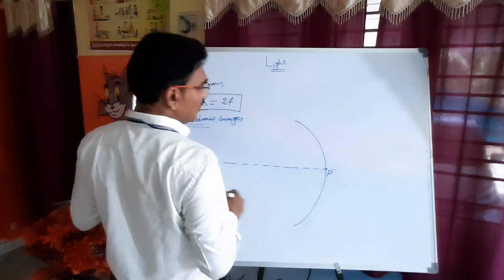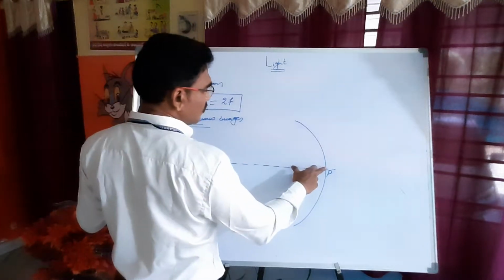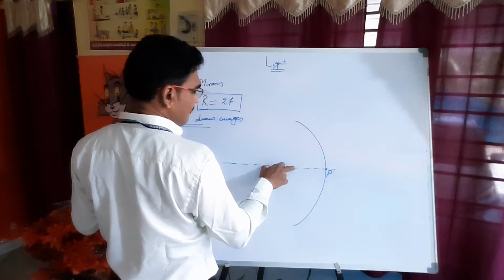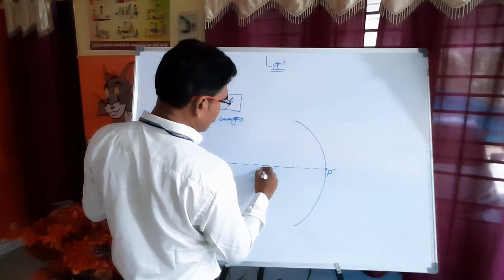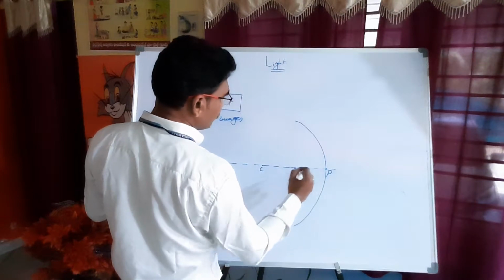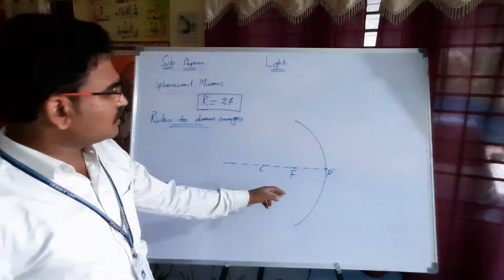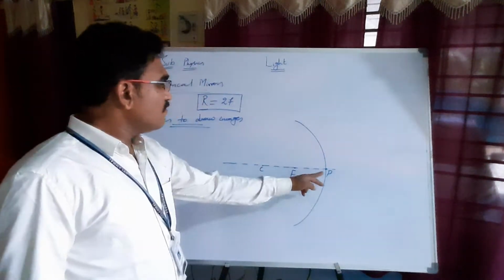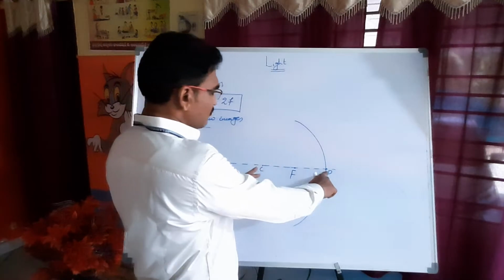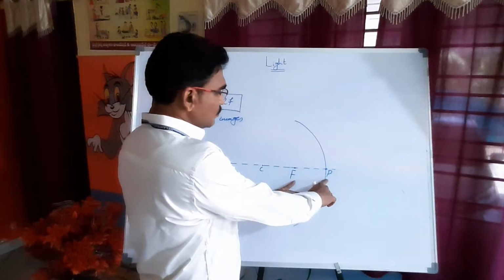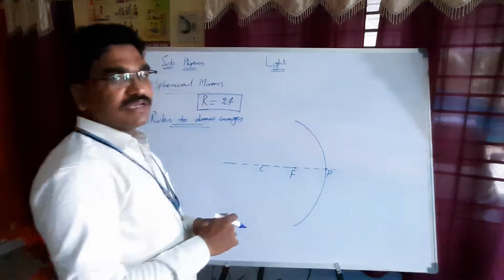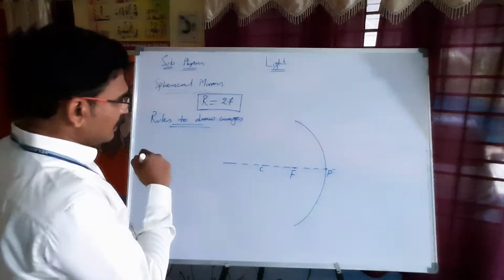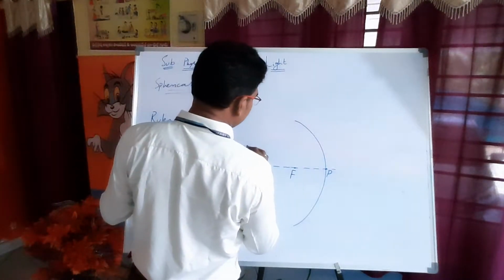This is the pole, and already we know the focal length. This is C and this is F, and already we know the principal focus will be at the mid of C and P. Already we know PC is the radius of curvature. This distance from P to C is the radius of curvature. This is the focal length. So F is at the mid of C and P. Okay. Now one rule we want to discuss.